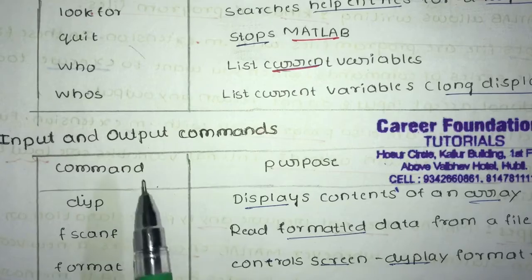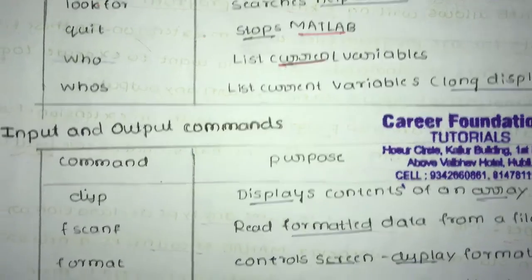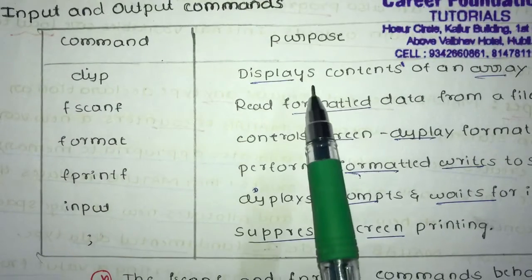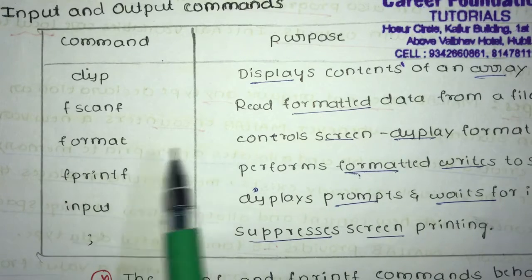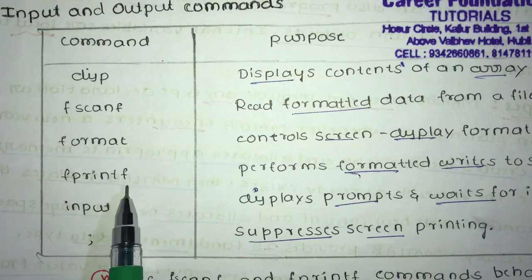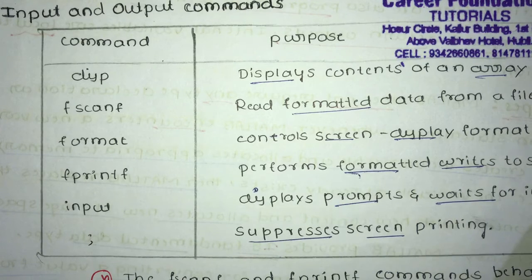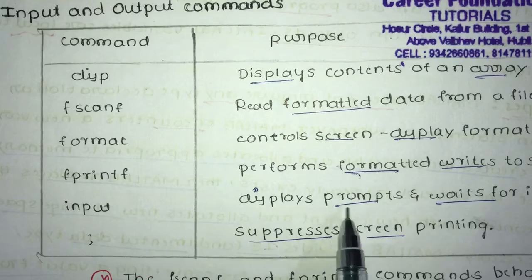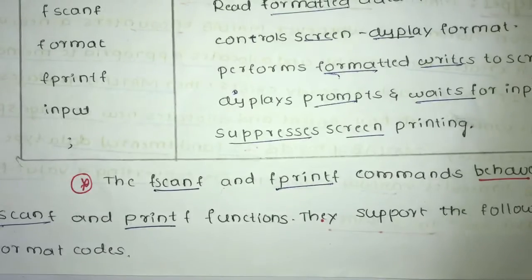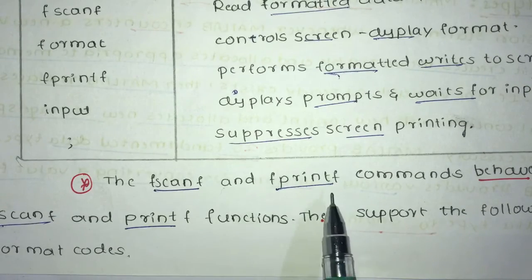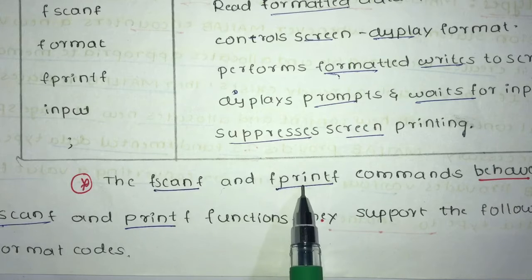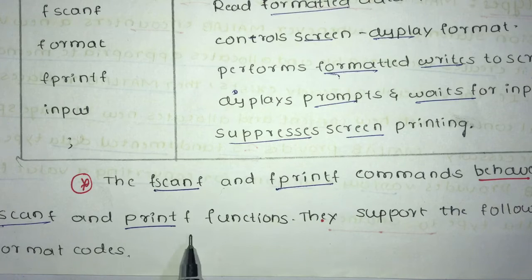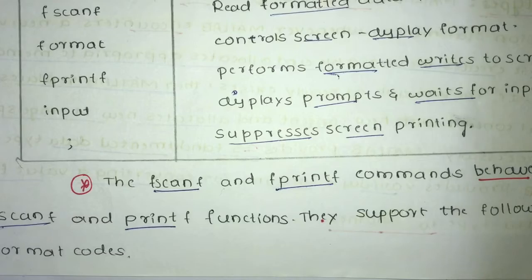The input and output commands are listed here. disp displays the content of an array. fscanf reads formatted data from a file. format controls the screen display format. fprintf performs formatted write to the screen or file. input displays the prompts. As we know, the fscanf and fprintf commands behave like scanf and printf. So fscanf is similar to scanf and fprintf is similar to printf in the C program, and they support the following format codes.